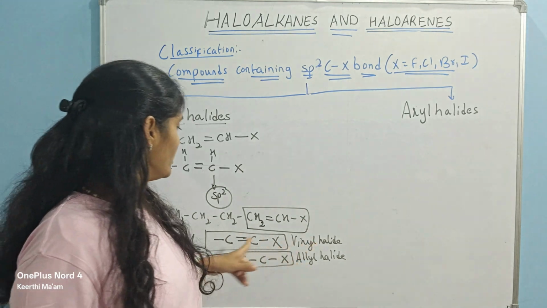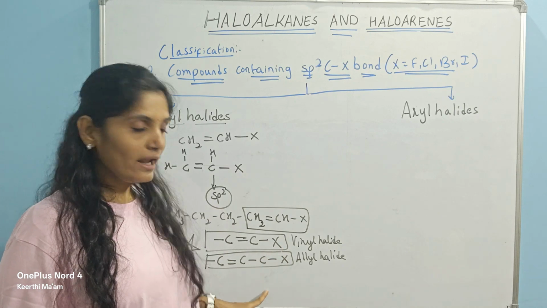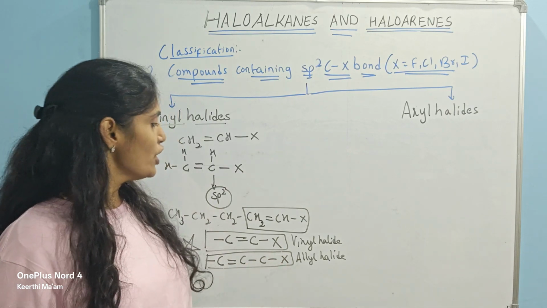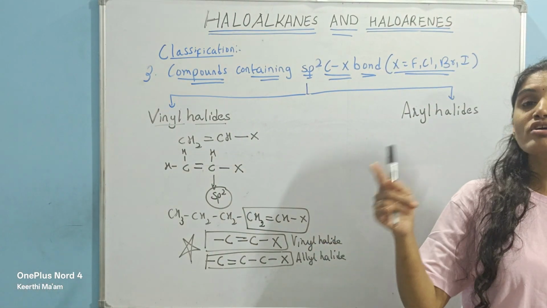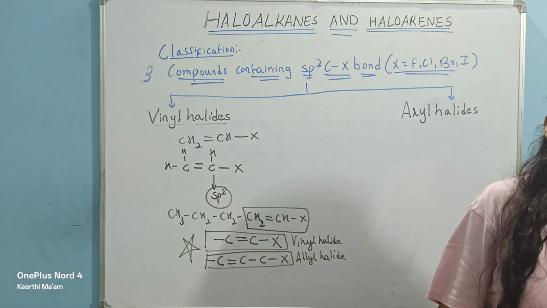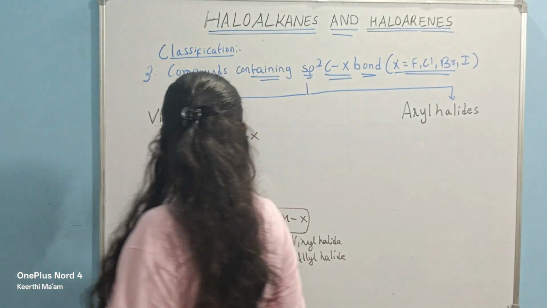Okay, in vinyl it is carbon double bond carbon, to this carbon halogen is attached. In allyl it is carbon double bond carbon single bond carbon, and to this carbon your halogen is attached. In allyl the hybridization of carbon holding halogen is sp3. In vinyl the hybridization of carbon holding halogen is sp2. Now hope vinyl halides is clear to you people.